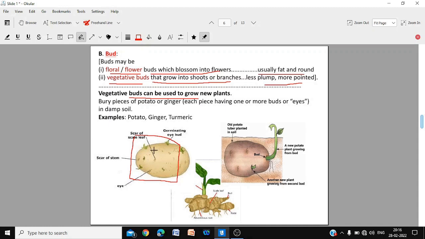If you cut a piece of potato containing at least one eye and bury it, here we have buried this potato, you can also cut it into pieces, a new plant is growing. The same thing is for ginger. The ginger you can bury. If it contains buds, it will grow into a new plant. So buds from underground stems like potato and ginger can be used to grow new plants, that is vegetative propagation.